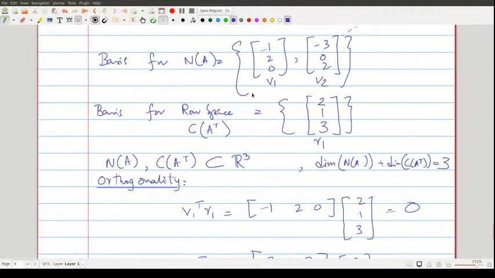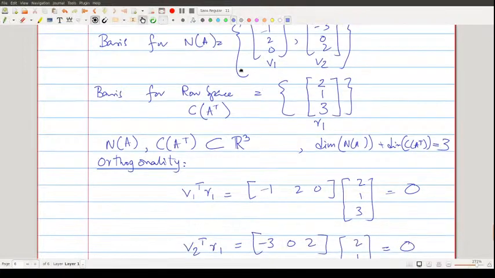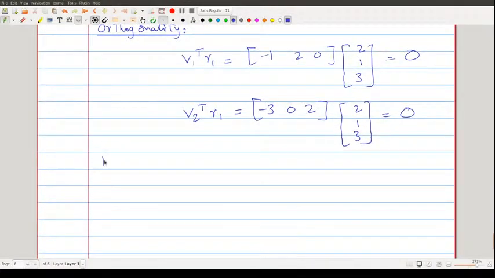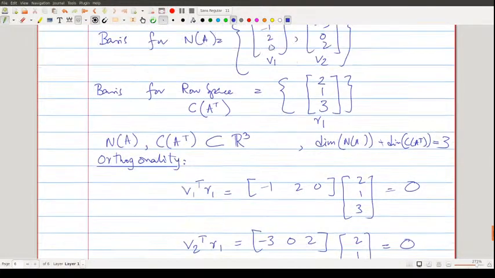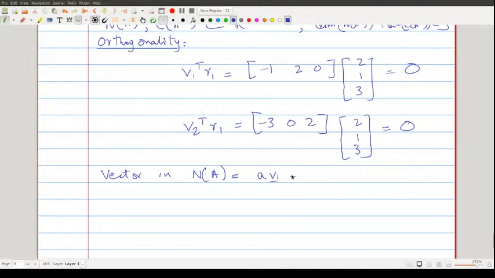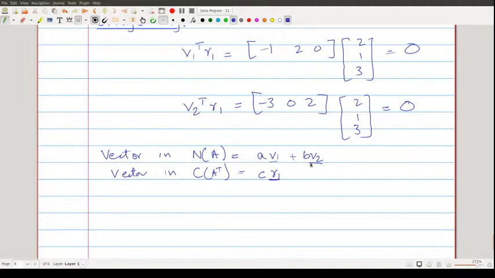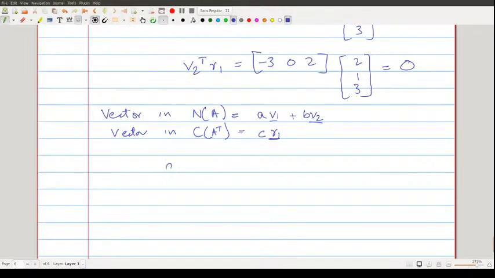So the two vectors in this basis are orthogonal to this vector in this basis. So immediately, I already have a guarantee, but let's just do the general case, right? A vector in the null space is going to be some linear combination of these two, so it's going to be aV1 plus bV2. And a vector in the row space is going to be c times R1. Now the question is, is this vector perpendicular to this vector? We can check by taking the dot product of aV1 plus bV2. Let's call this X, and let's call this Y.